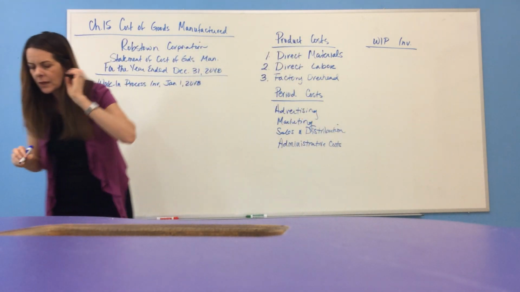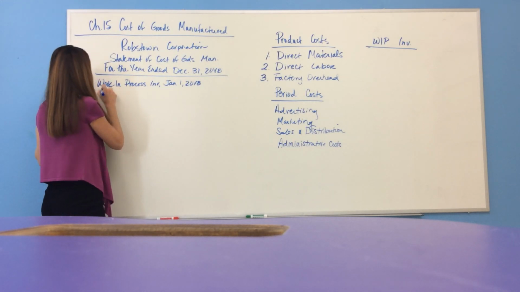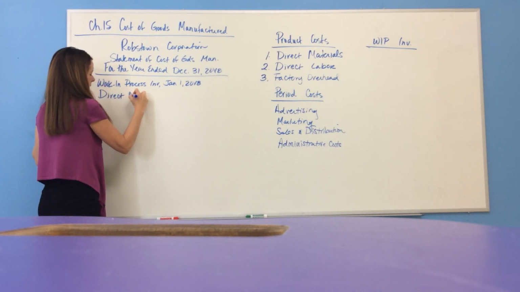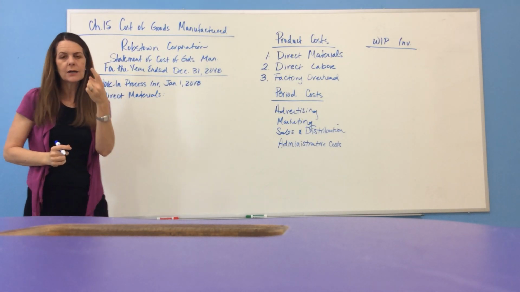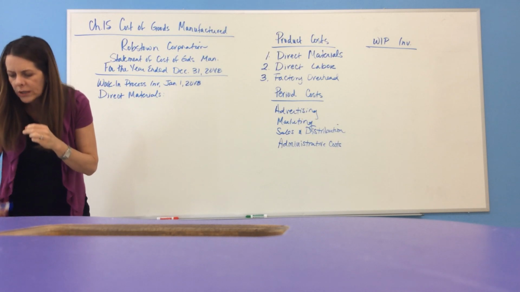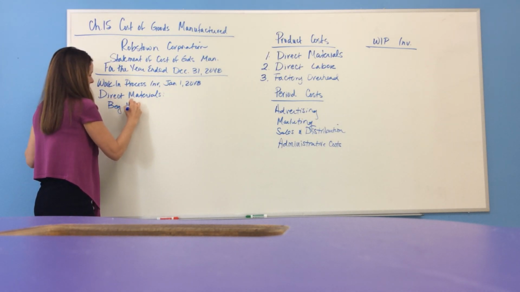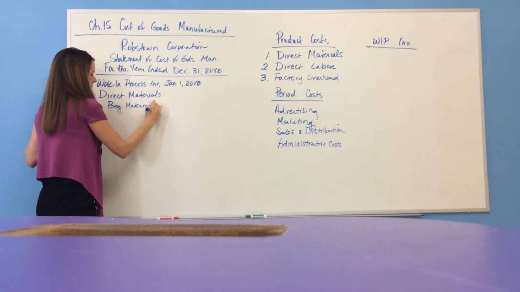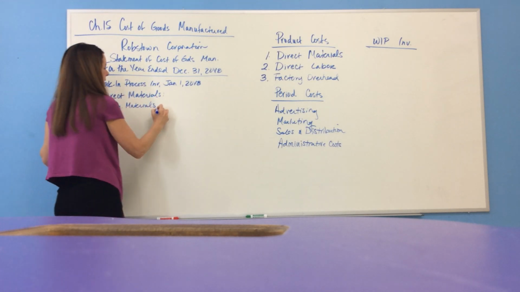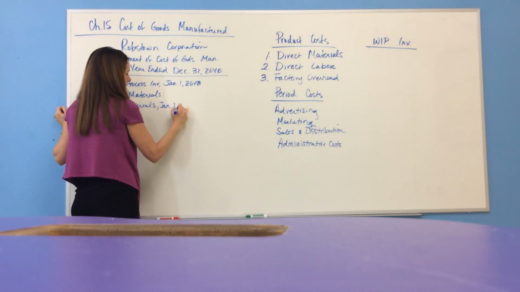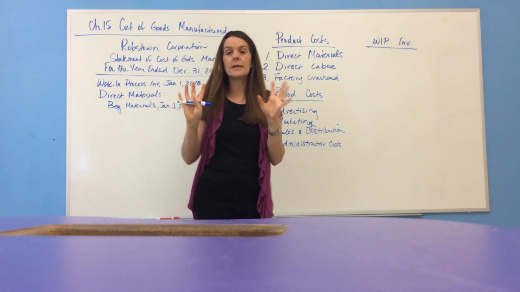The next line is actually going to be a heading. It's going to be called direct materials. And we're going to put a colon because there's actually several lines that follow. We're going to start with beginning materials. So these are the materials that you have as of January 1st. So these are the direct materials that haven't been touched yet.